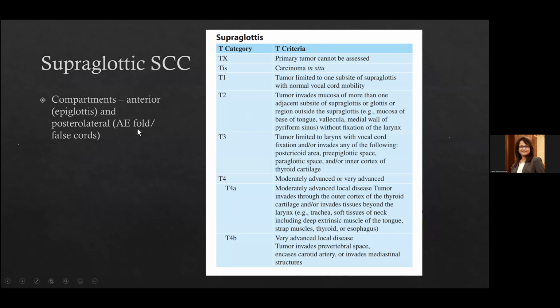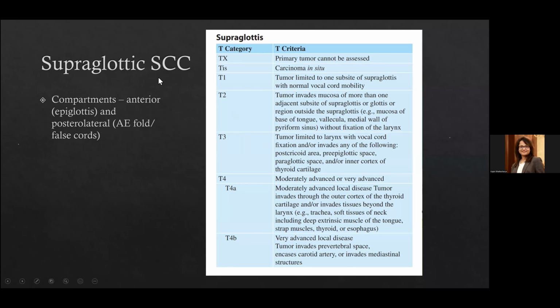So whenever there is a fixation of the vocal cord, the tumor becomes T3. And if there is any involvement of any of the fat-containing areas, the pre-epiglottic space or paraglottic space, it's a T3 disease. In laryngeal CA, that is supraglottic, glottic, or subglottic, invasion of the inner cortex of the thyroid cartilage makes it a T3 disease only. And when there is a through and through breach, it becomes a T4 disease.